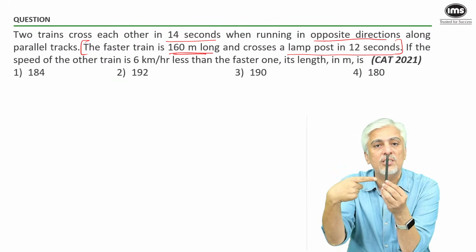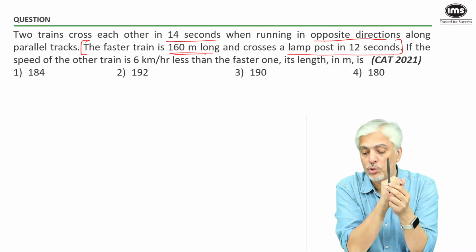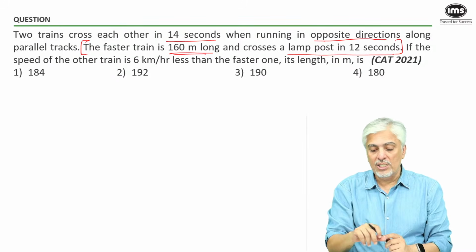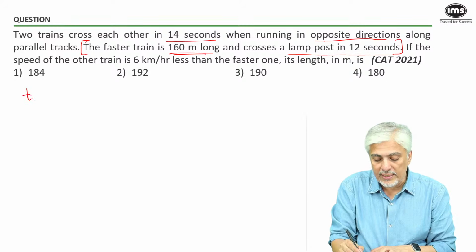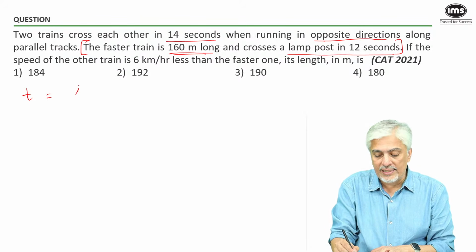Let's assume this is a lamp post. This is a train. It crosses the lamp post. That means I have to consider only the length of the train. The length of the train crosses the lamp post in how many seconds? In 12 seconds. So, I would do it this way. Time taken by the faster train, which we know is 12, is length of the train divided by speed of the train.